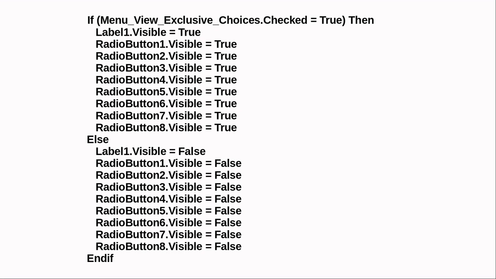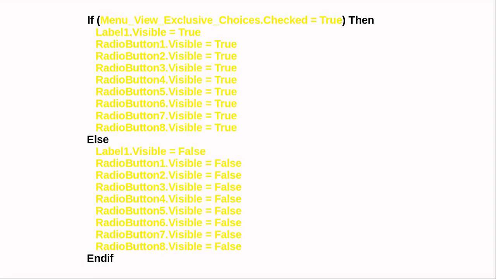Here is the program code that will be executed when a user selects the Exclusive Choices checkbox on the View menu. The code for this menu entry will toggle the visibility of all of the tab program's radio buttons, allowing a user to make the radio buttons visible or not visible. As you can see, the code uses another if-then-else conditional test to choose which code executes when the menu checkbox is toggled by being clicked by a user.